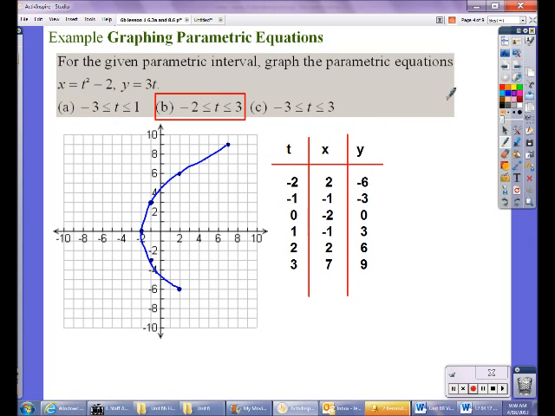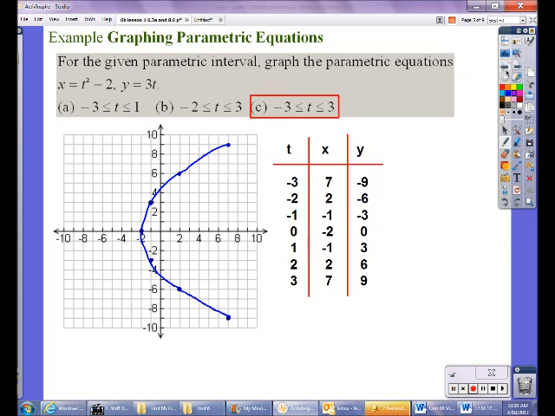Alright, so this is what B should look like. You're graphing your t values between -2 and 3. So these were your x, y coordinates. And you end up with a separate piece of the exact same parabola. And in C, since we're going from -3 to 3, we'll have even more of that parabola.